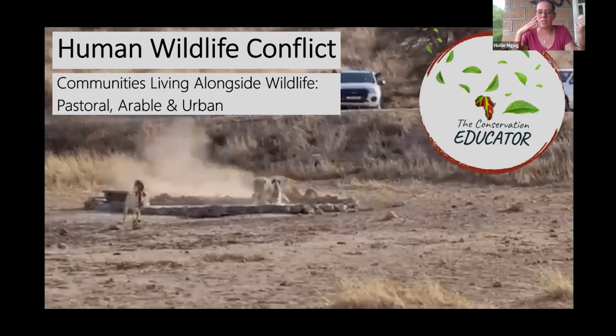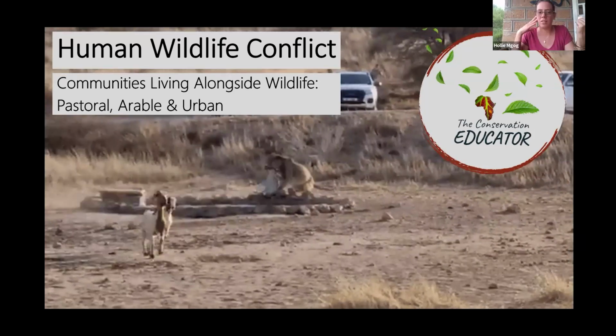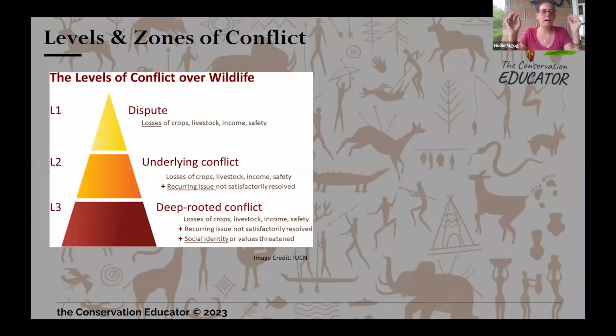Right. Before we go any further, let us talk about the levels and the zones of conflict. I'm going to speak fast, but I want you to stay with me and follow what's on here. We have a level 1 conflict. That's a dispute. That's to say, I've lost my crop. This elephant's come in, this baboon's come in, or a lion has taken my goat.